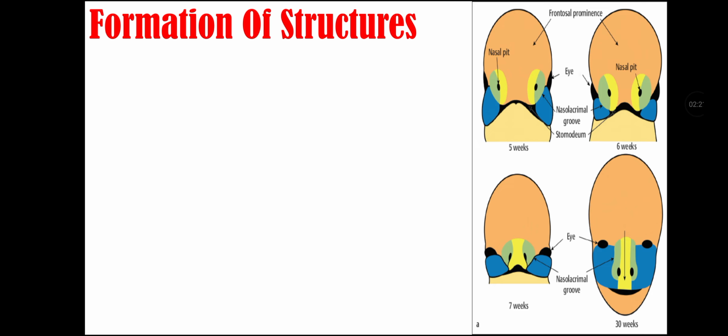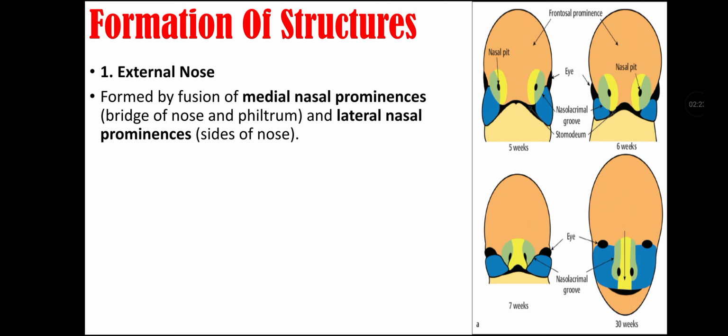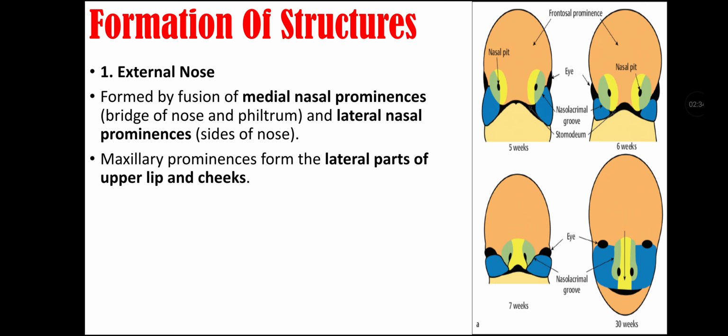Formation of structures related to nose. First is external nose. It is formed by fusion of medial nasal prominences that form the bridge of nose and philtrum, and also by lateral nasal prominences that form the sides of nose. Maxillary prominences form the lateral part of upper lip and cheek.